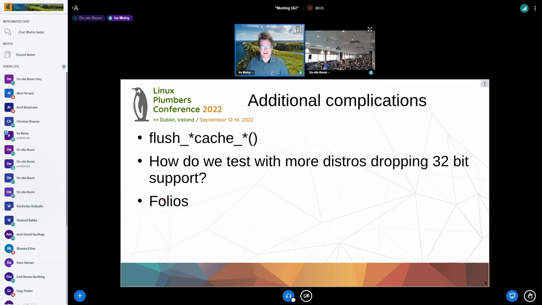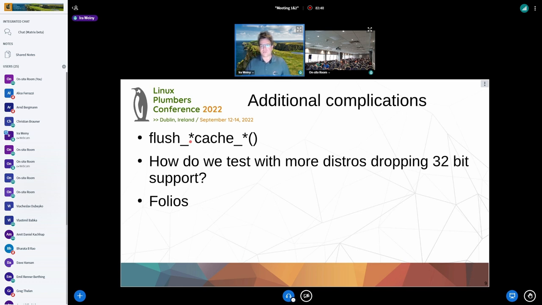Yes, because you know I was going to bring up folios present a little additional complication. The other complication we've run into is some of these flush calls, and I put a bunch of stars here because this is another kind of question to the group: these don't always get well documented. There's not a lot of documentation about when you call these particular ones.